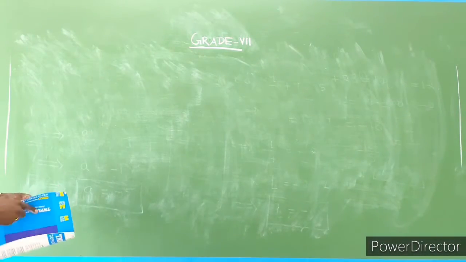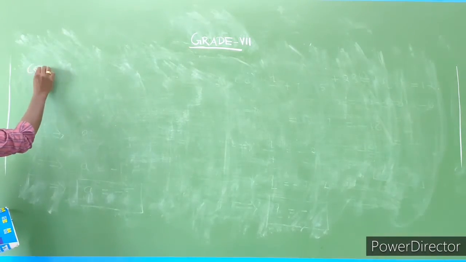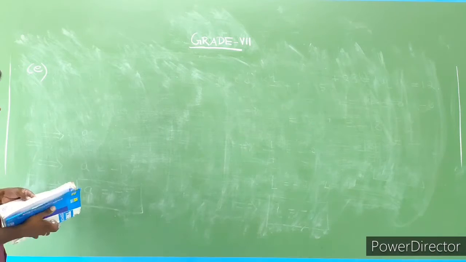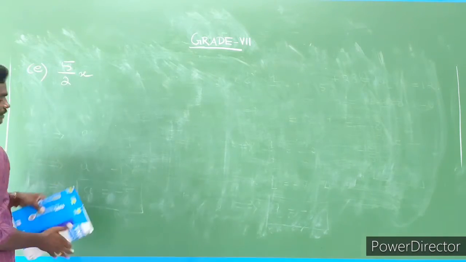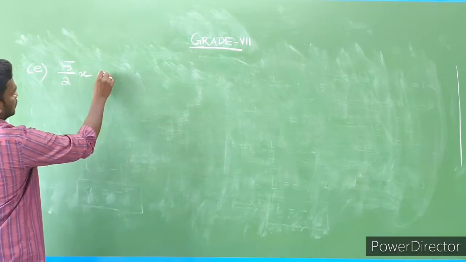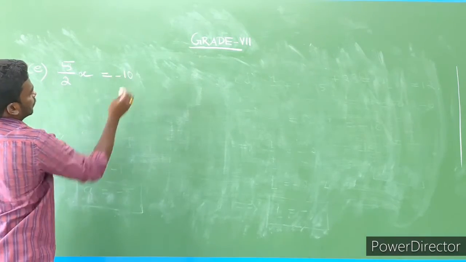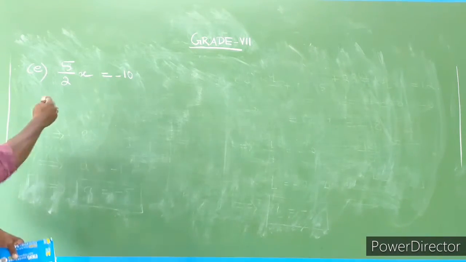So next our equation. What is our equation? 5 by 2x is equal to minus 10. Okay, 5 by 2x is equal to minus 10.